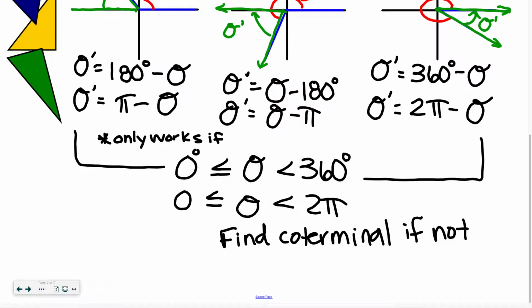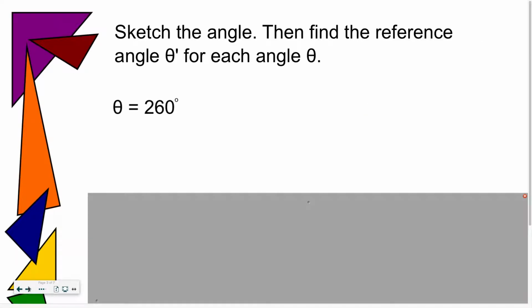Okay, so let's do some examples. We're going to sketch the angle. That's helpful because once you decide which quadrant it is, you can think about those rules just the same way we did. They make a whole circle, so I'll subtract from 360. They make 180 degrees, so I'll subtract from 180. Or it's over 180 degrees, so I'll subtract that from my angle. Once you decide the quadrant, it's easy to tell the rule. And then you're going to find the theta prime.